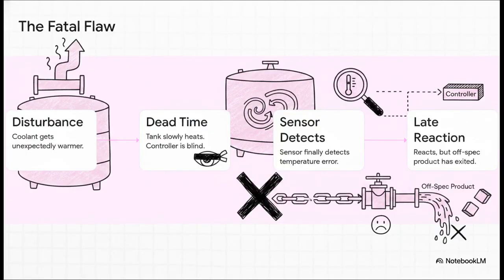Let's trace this fatal flaw sequence step by step. Step 1. A disturbance hits the coolant temperature. Step 2. We hit the dreaded dead time. The massive thermal bulk of the tank slowly, sluggishly heats up, while our controller just sits there, completely unaware. Step 3. The primary sensor finally detects the temperature error. And Step 4. The controller desperately reacts and opens the valve further. But honestly, it's already over. Off-spec ruined product has already exited the tank. By relying on a single, delayed sensor, this system is fundamentally doomed from the start.